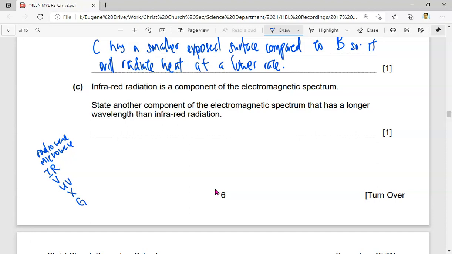Based on this, what you realize is that radio wave has the longest wavelength, and gamma ray actually has the shortest wavelength. Shortest lambda, longest lambda. Therefore, for infrared radiation, I want something that's longer, so I have two possible answers only. Either you give me radio wave or you give me microwave.